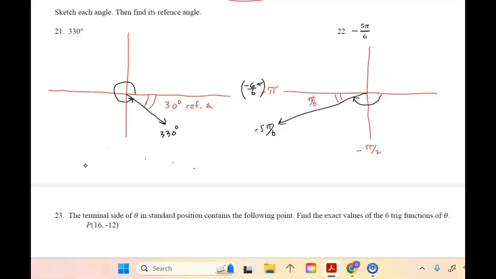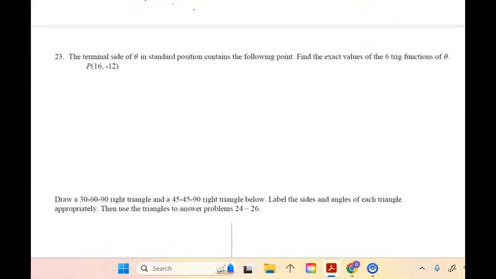Just remember, the reference angle is never negative. Even if this angle is, the reference angle is always between 0 and 90, or if it's in radians, it's between 0 and pi over 2. It's never a negative angle. So the reference angle for number 22 is pi over 6.